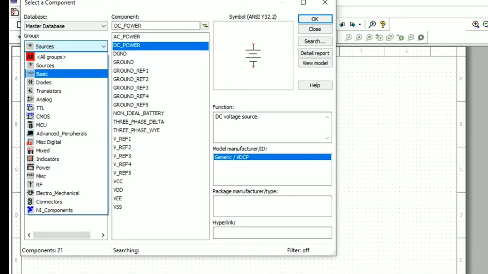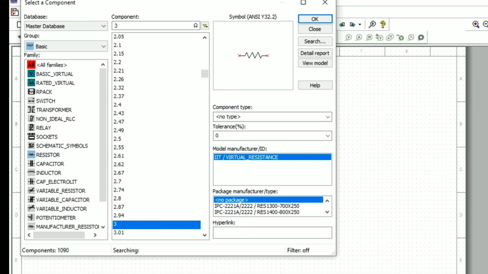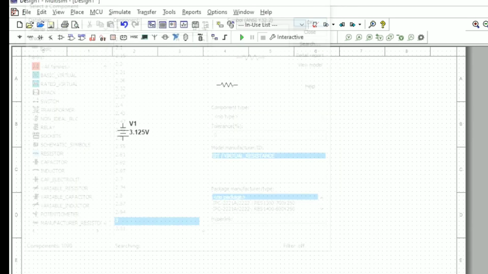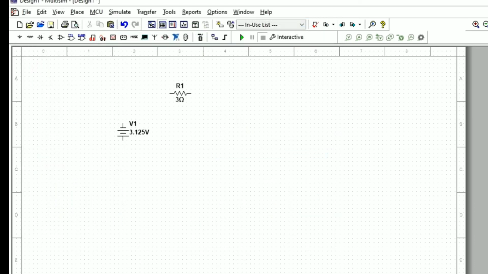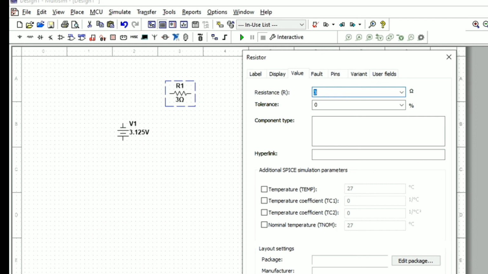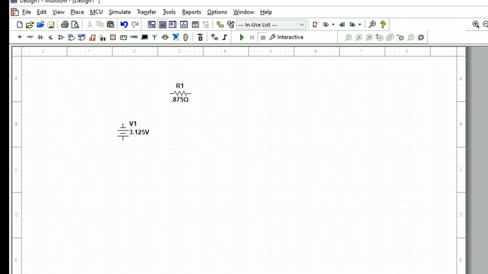So we will place the resistance, the Thevenin resistance, whose value is 0.875 ohms. That is the Thevenin equivalent resistance. After connecting these two components, we will connect the removed load resistance, that is the 3 ohm resistance. We shall connect it here, for which we need to find the current.